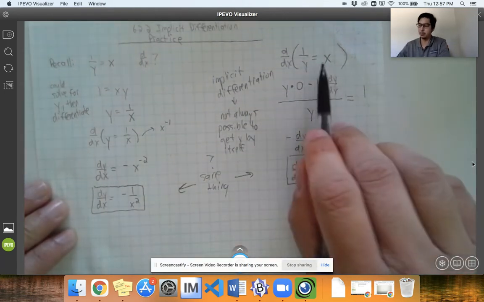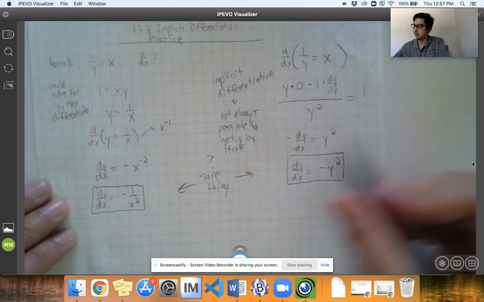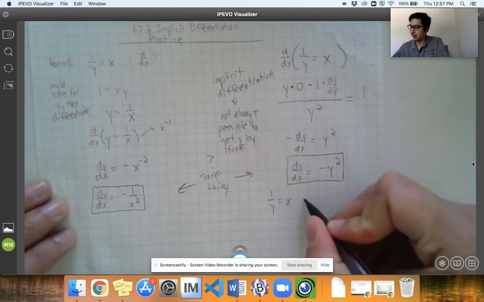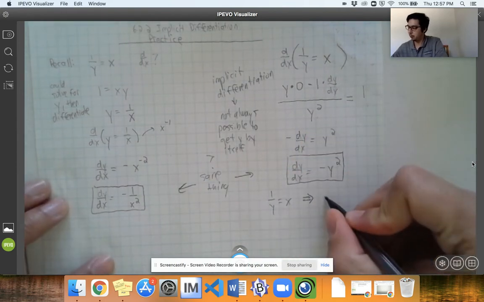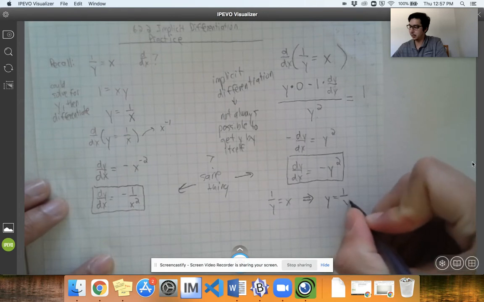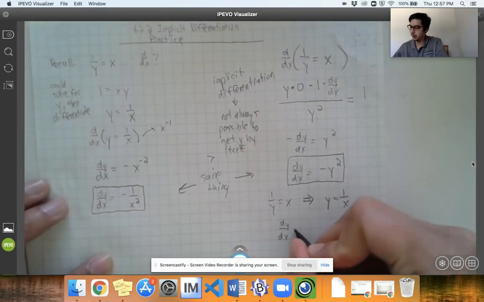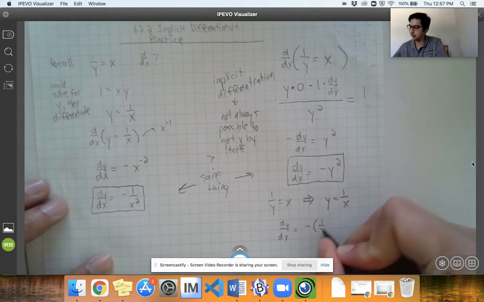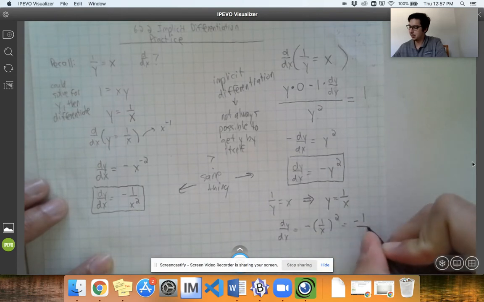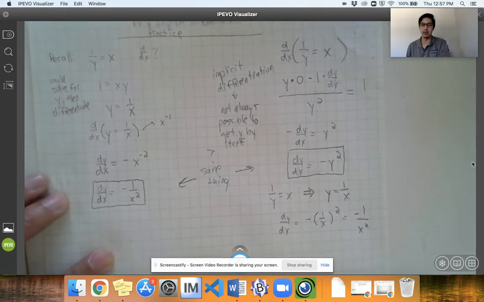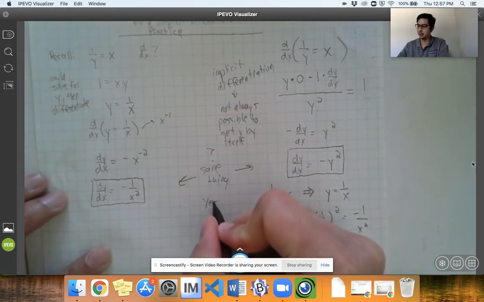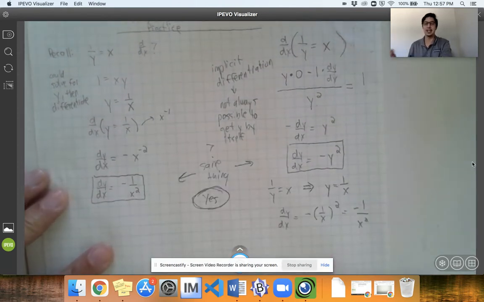Well, remember, we could solve for y from up here. From 1 over y equals x, well, that would imply that y is going to equal 1 over x. So by that, if we plug that in, well, thus dy dx would be equal to negative 1 over x squared, which is negative 1 over x squared, which there you go. Are they the same thing? Yes, they are.